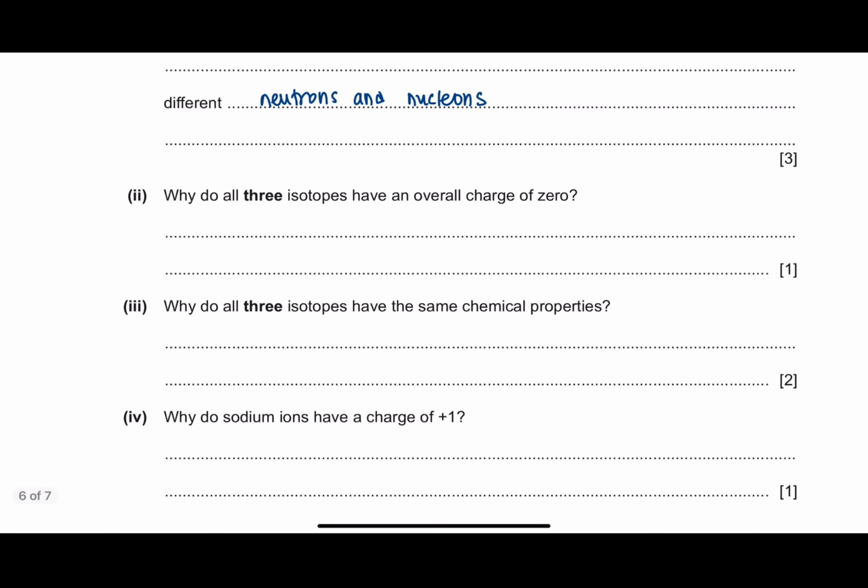Question 2. Why do all 3 isotopes have an overall charge of 0? If they have an overall charge of 0, this means that these elements are atoms. And atoms consist of the same number of protons and electrons. So you could say that the reason is because they have the same number of protons and electrons.